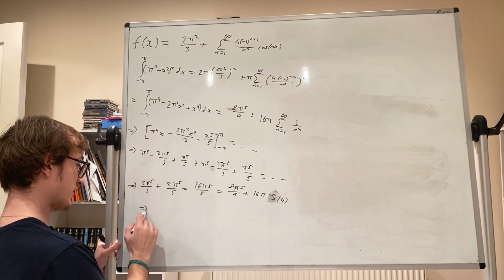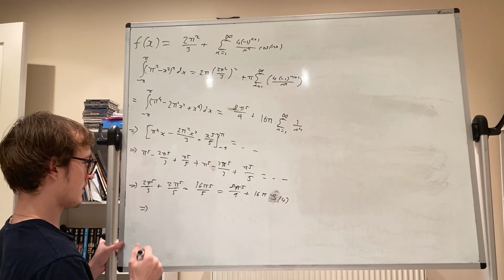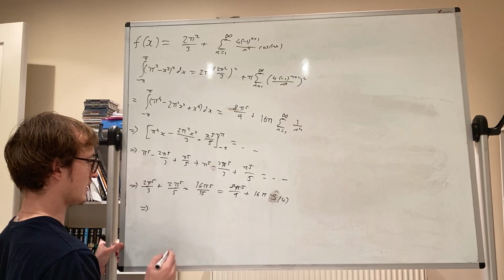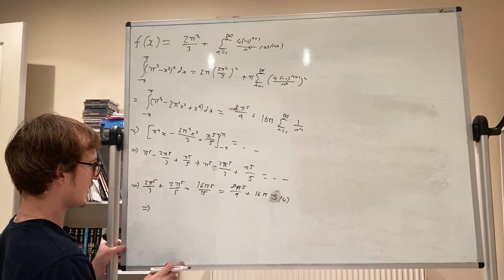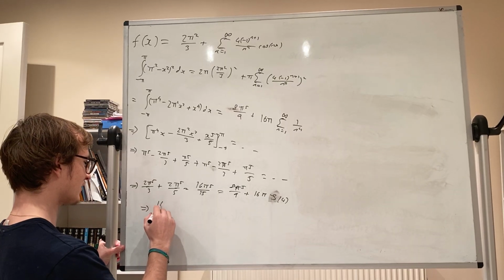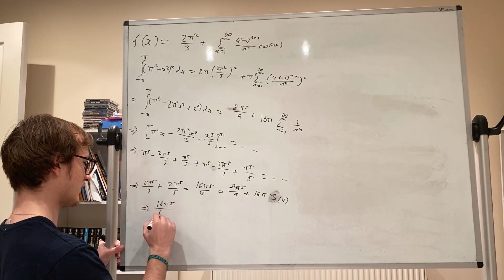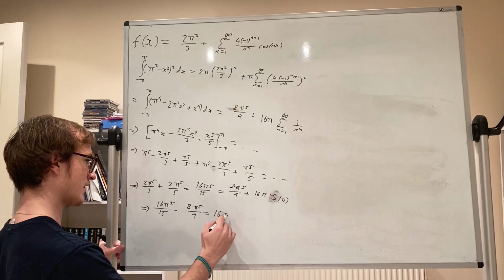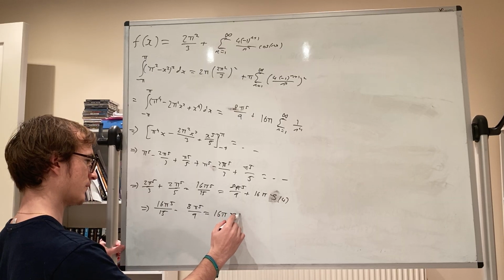Zeta of 4. This implies now that, did we get 6? Oh, sorry, over 15. Yeah, over 15. This implies now that 16 pi to the 5th over 15 minus 8 pi to the 5th over 9 is equal to 16 pi times zeta of 4.